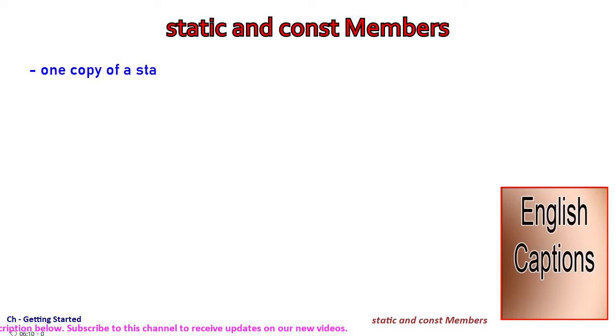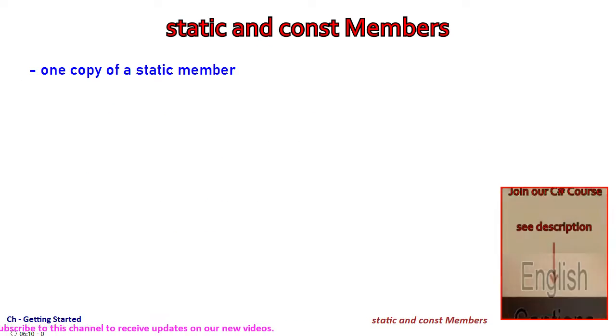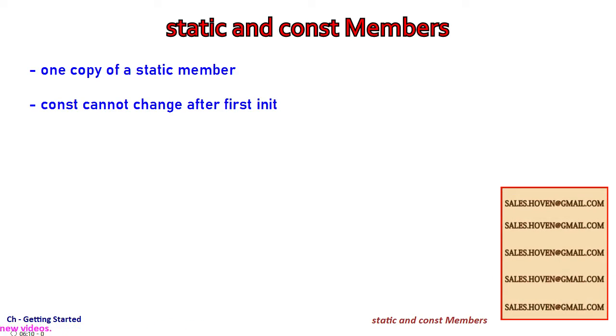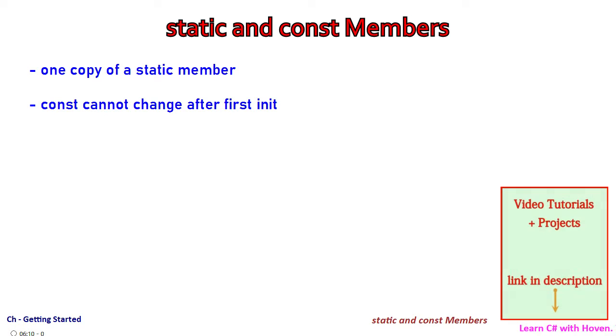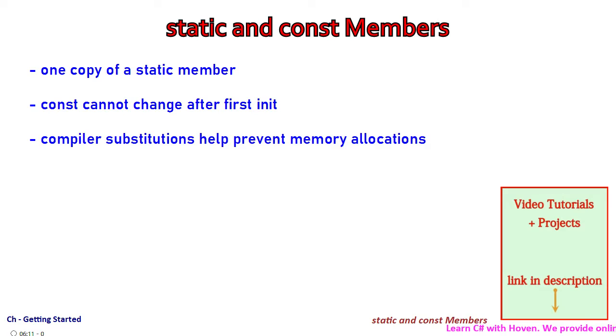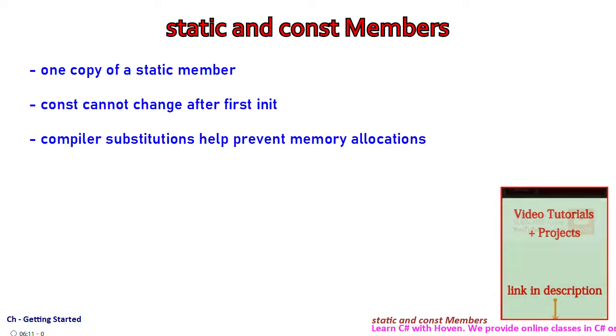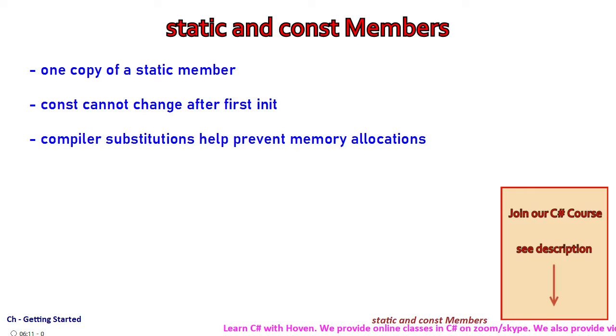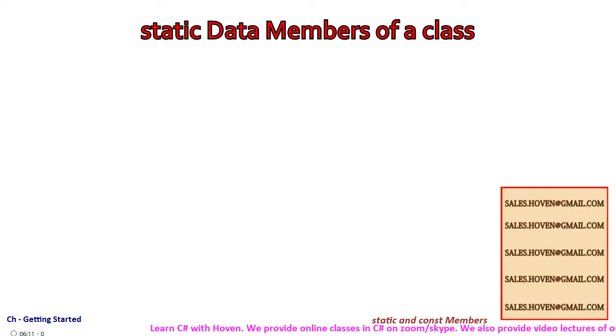Only one copy of a static data member exists in the entire program. A constant member behaves like a static, but its value is marked as fixed and constant. The compiler knows its value, therefore it can make substitutions and avoid memory allocation for a constant member. Let's see the finer details.